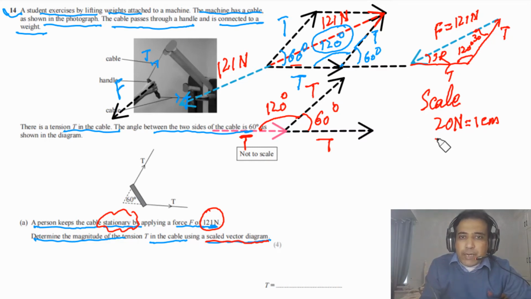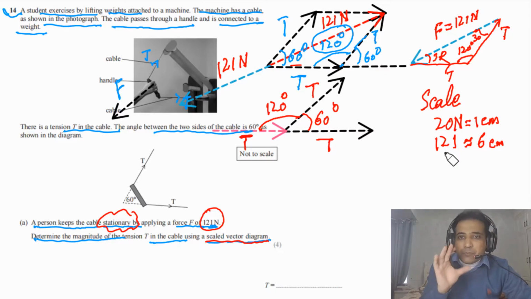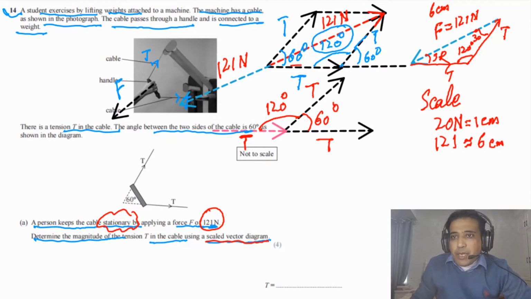So this force we have, 121, is roughly 6 centimeters. If you want to be very precise and accurate, you can use the exact number, but if you use 6 centimeters, that will be acceptable. So this vector has to be 6 centimeters long and it should make an angle of 30 degrees with horizontal. So now we need to draw the angle.